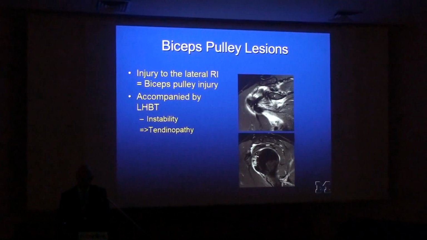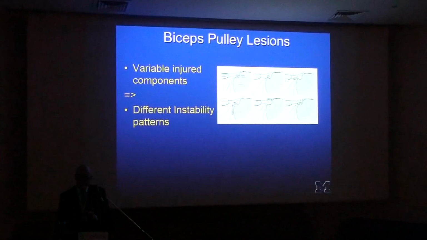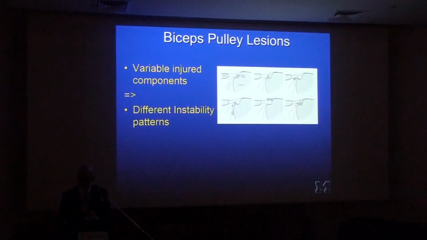And oftentimes they're accompanied by instability and tendinopathy of the elongate biceps tendon. And that's what makes clinical diagnosis of pulley lesions so difficult.